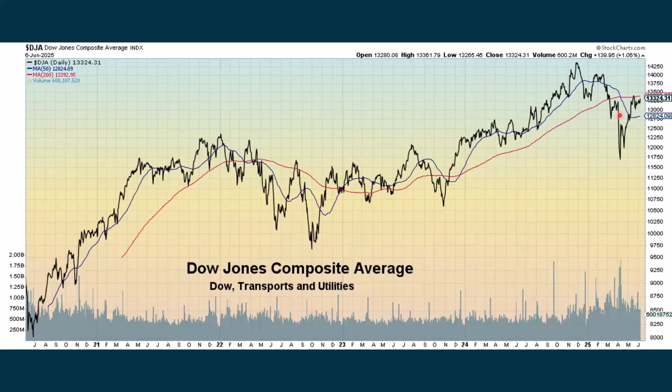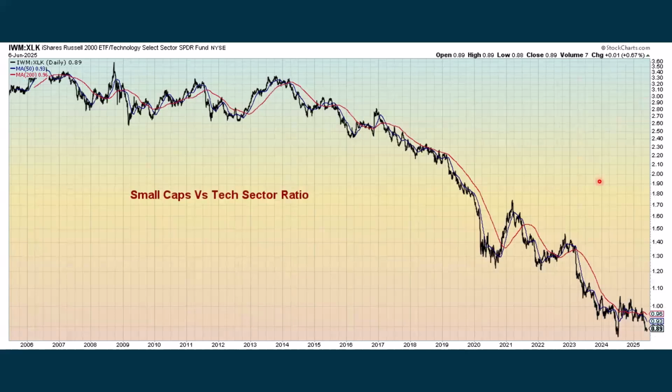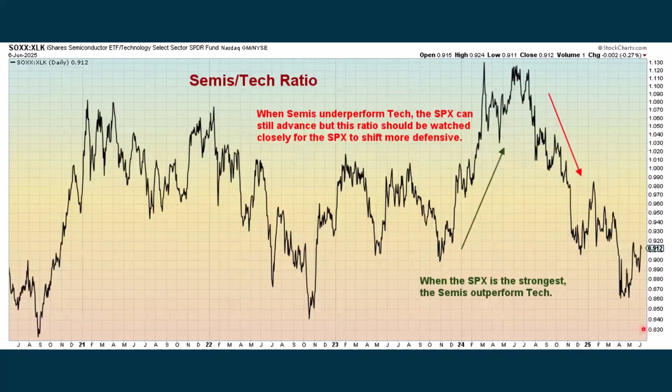Then the Dow Jones Composite, which takes the Dow, which can't seem to stay much above its 200-day moving average lately, the transports, which have been struggling, and the utilities, which have been pretty much going sideways, can't seem to get above the 200-day moving average with the Dow Jones Composite average. It's not falling apart, but it's not showing an awful lot of strength now either. Then we look at the small caps to tech here, showing how small caps are underperforming.